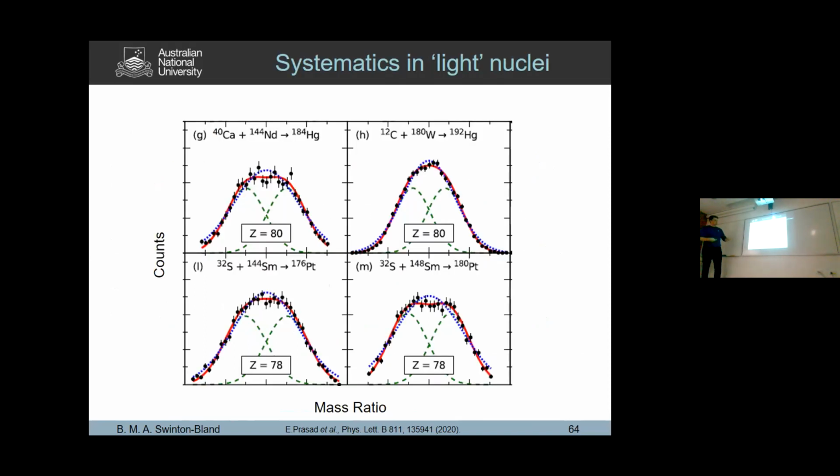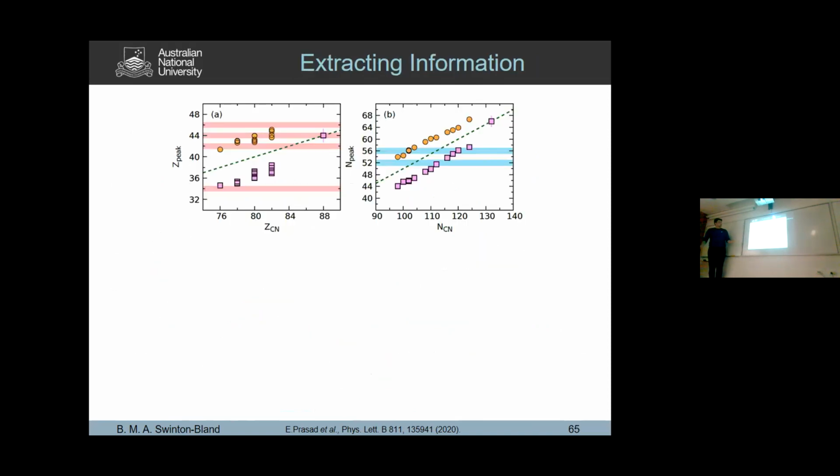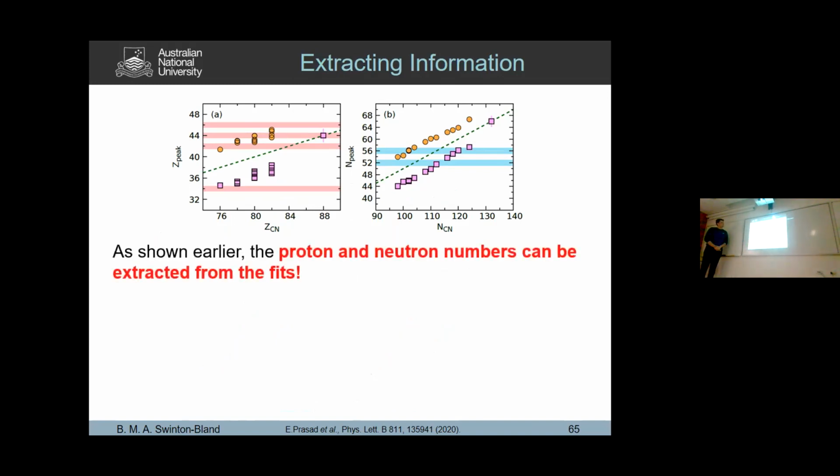Okay, so of course, one thing that we always want to do with mass distributions is we want to determine the fission modes. We think we're happy with mass asymmetric. We also want to determine the proton and neutron numbers in our fragments. So that's exactly what we did. In this case, instead of having the energy above the barrier, we're showing the proton number against the proton number of the compound nucleus that's fissioning. And again, same for the neutron number here as well.